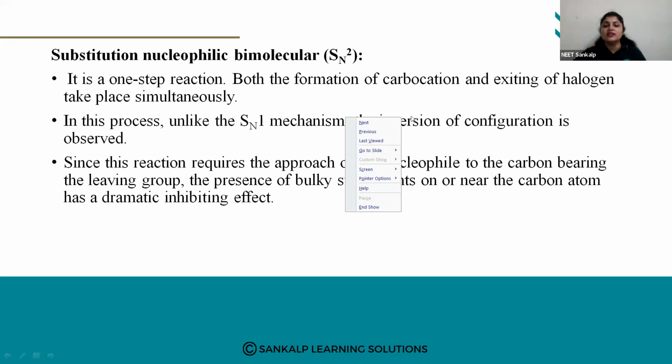So in this, what happens? It is a one-step reaction. SN1 has two steps, and SN2 is a one-step reaction. So the formation of the carbocation and the leaving of the halogen take place simultaneously, in one step only. So this reaction undergoes via a transition state.